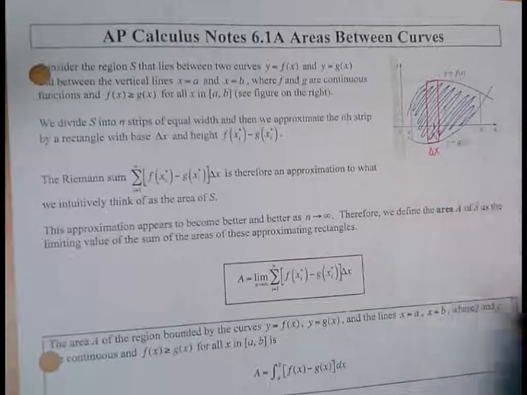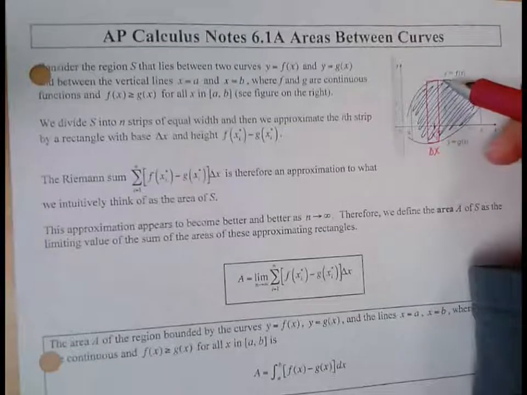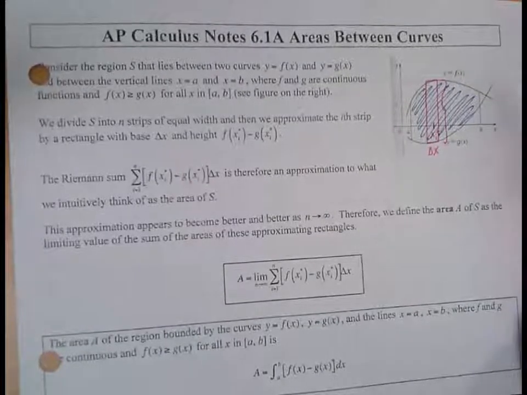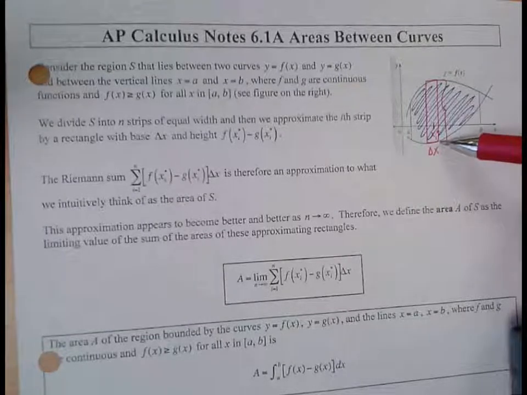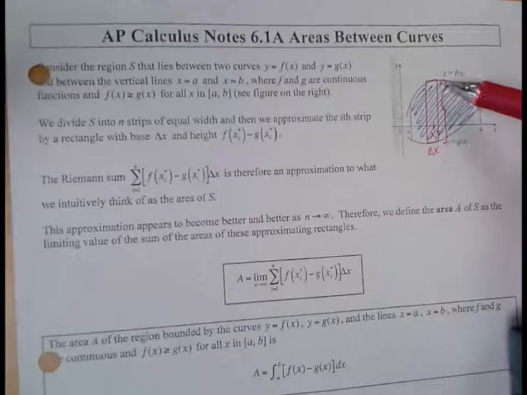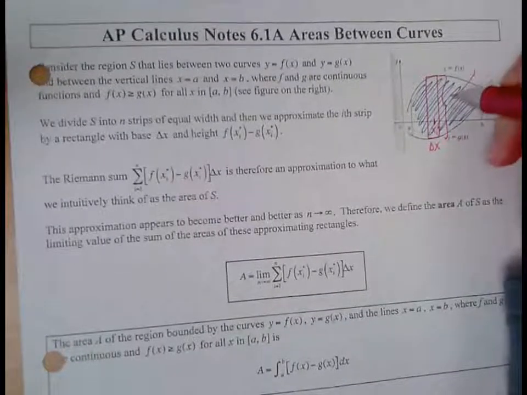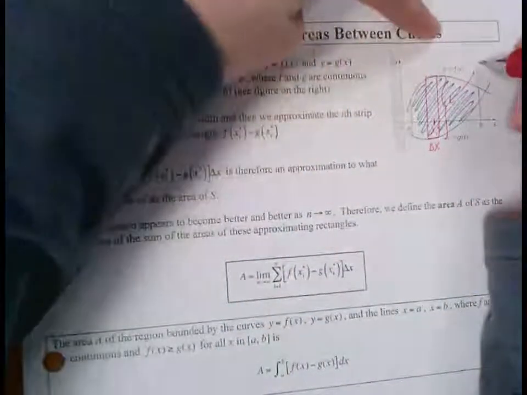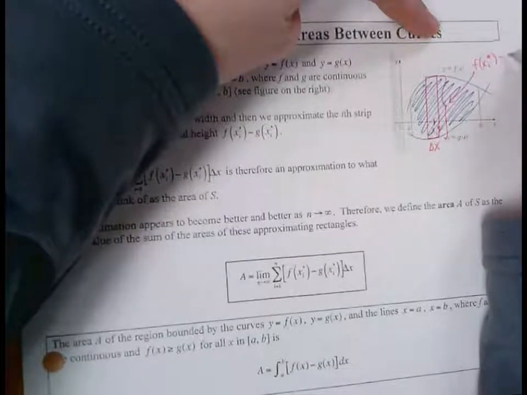Each width would be delta x, which is still your b minus a divided by n. But then the height of that rectangle, or the length of that rectangle, is the y value of f of x minus the y value of g of x. It's that distance between f and g at that x value. And that is explained here. So the height would be f of x sub i star minus g of x sub i star.